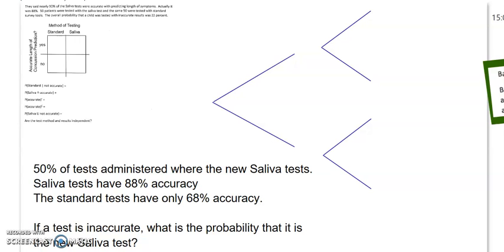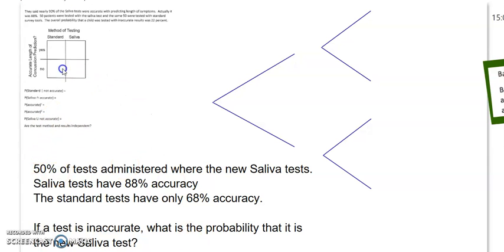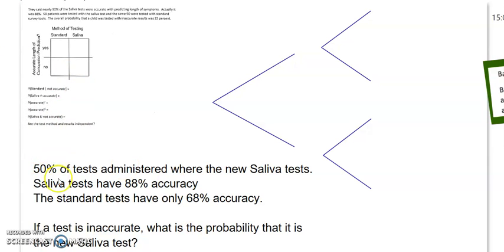Alright, I wanted to present something other than the two-way table, but this tree diagram, and it just kind of depends on the information, how it's presented. But here I have some, we just dealt with this part, but I'm kind of shrinking that down. You probably can't even read it. But this 50% of tests administered were the new saliva test.